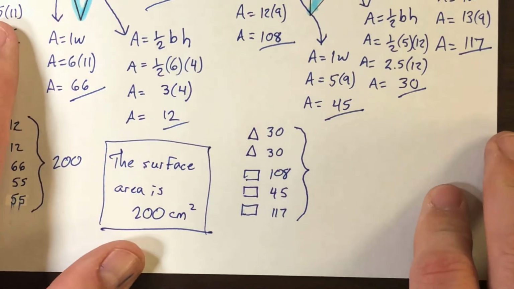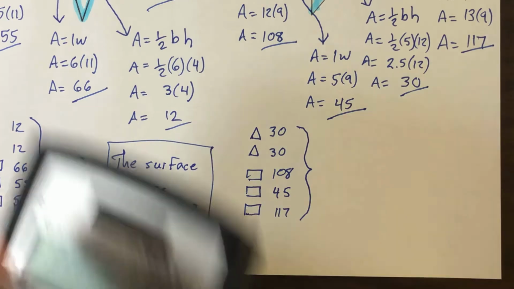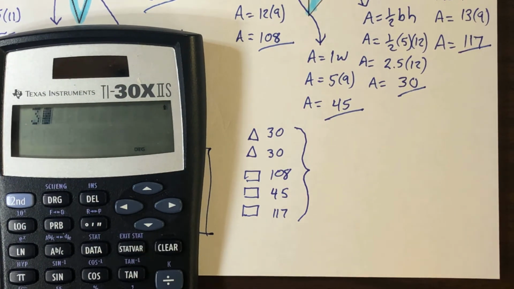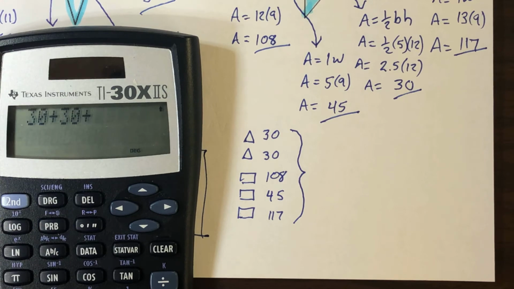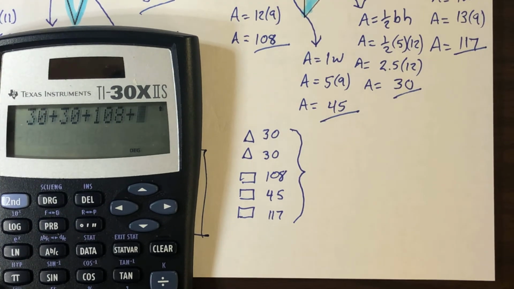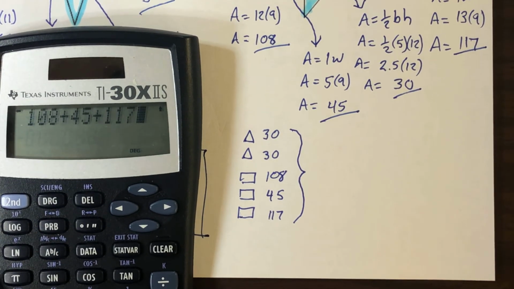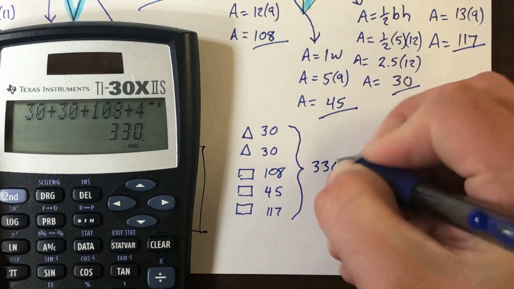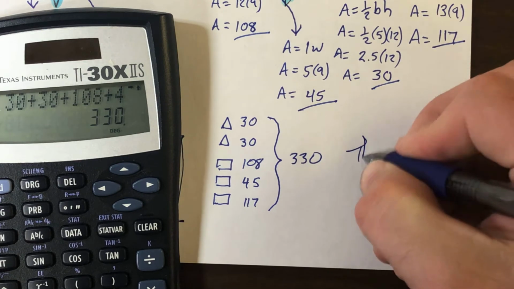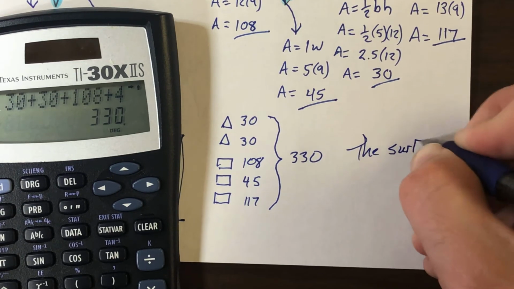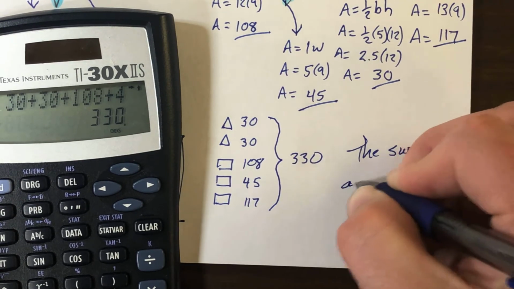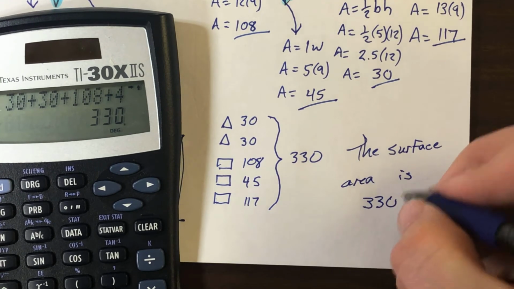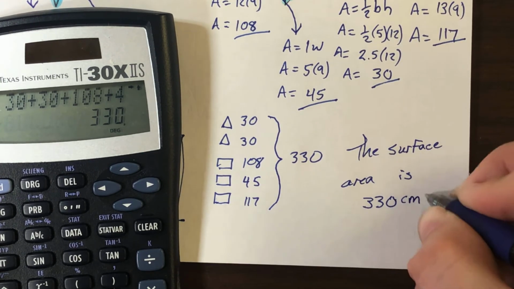Okay, so back to this. We're going to add 30 and 30, which is 60, plus 108, plus 45, plus 117. So 30 and 30, and then 108, and 45, and 117. We get 330. All right, let's answer this. The surface area is 330 centimeters squared.